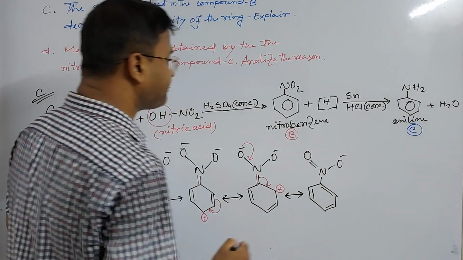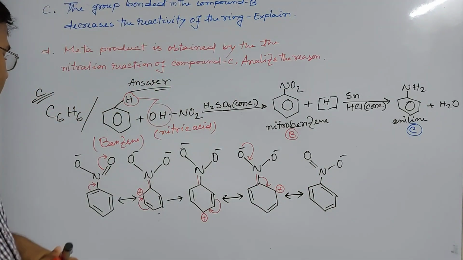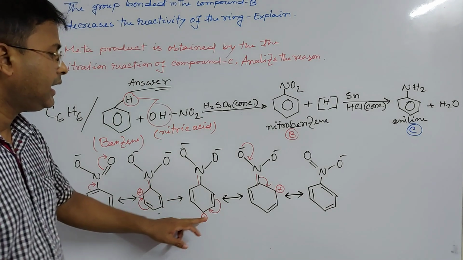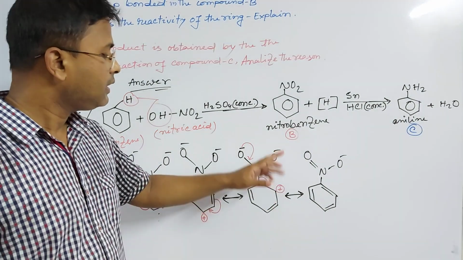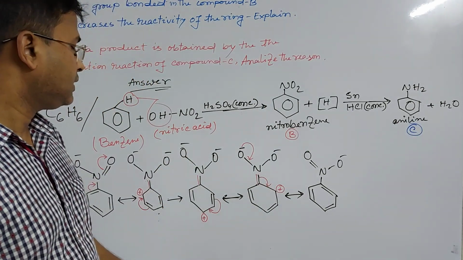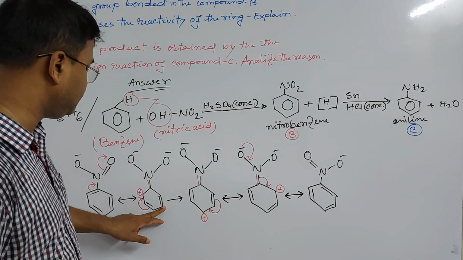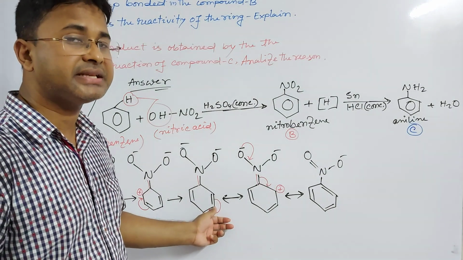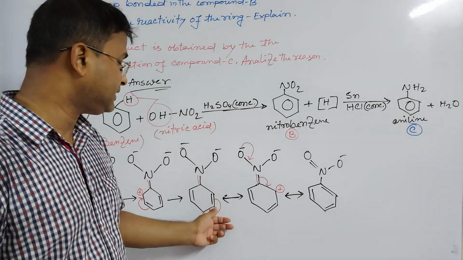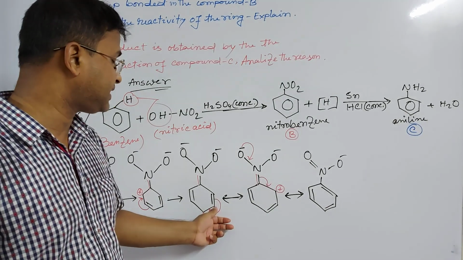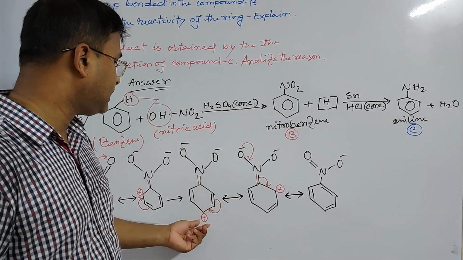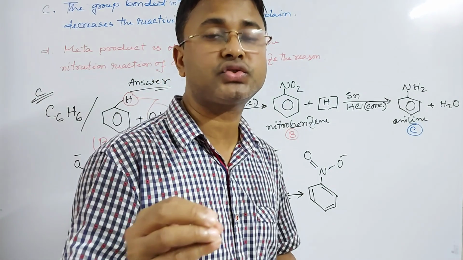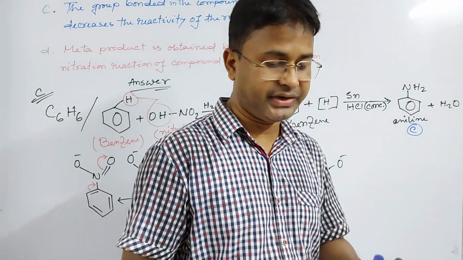From the resonance it can be understood that the electron density of ortho and para positions is decreased. So ultimately, the electron density of the meta position remains unchanged. Finally, the electron density of the meta position is more than both the ortho and para positions. That's why the electrophile attacks the meta position of nitrobenzene.